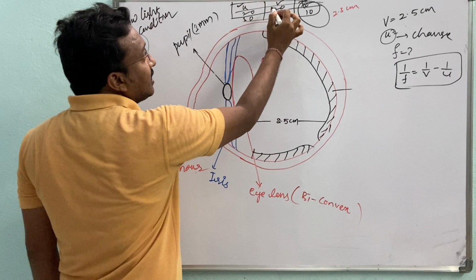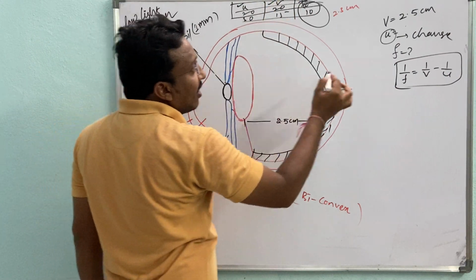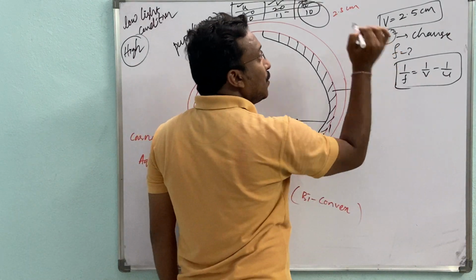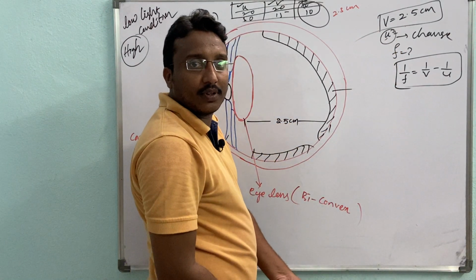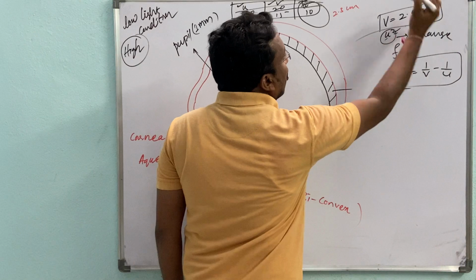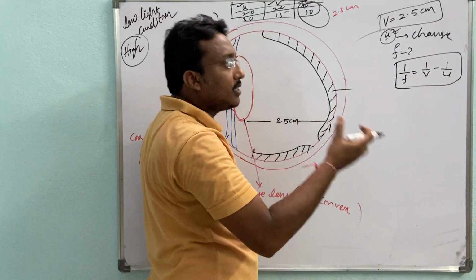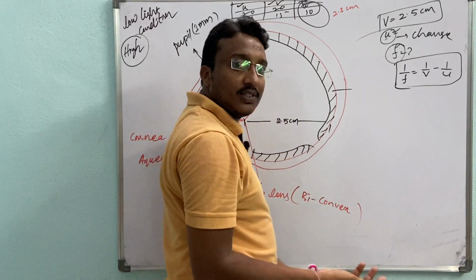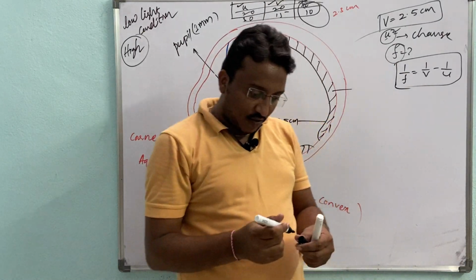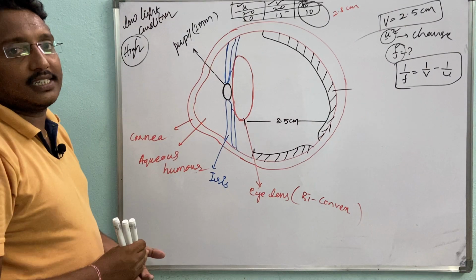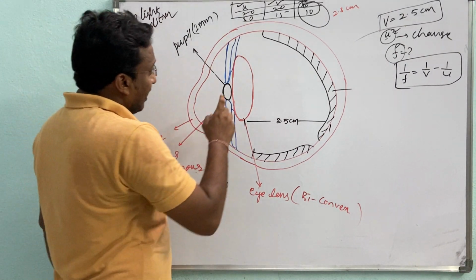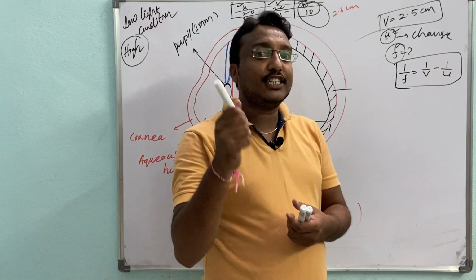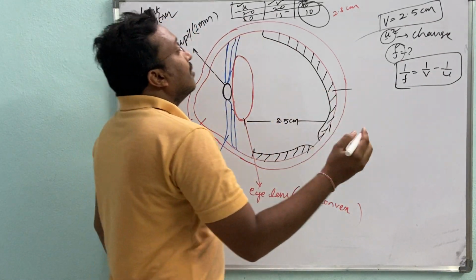When u is changed, v is changed. Here v is constant, and obviously u changes. Object distance obviously changes. Since v is constant, f will also change. The focal length of a lens changes. Got the data? Then the focal length of a lens depends on the material.